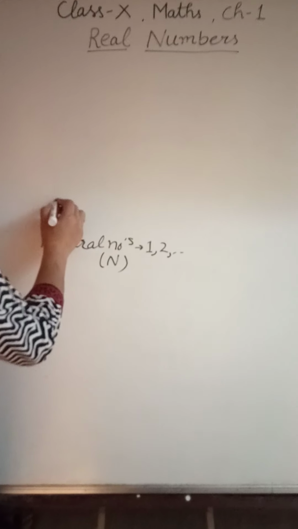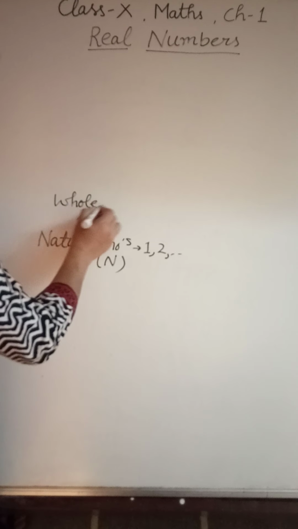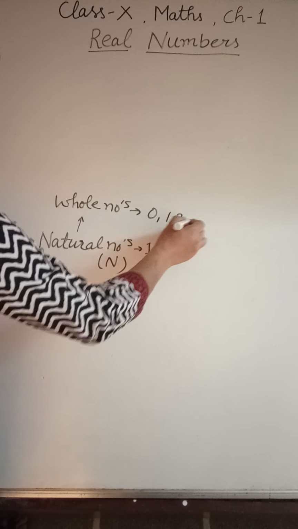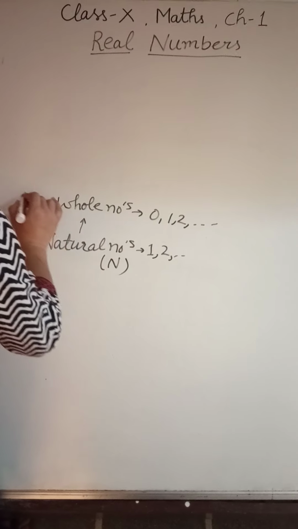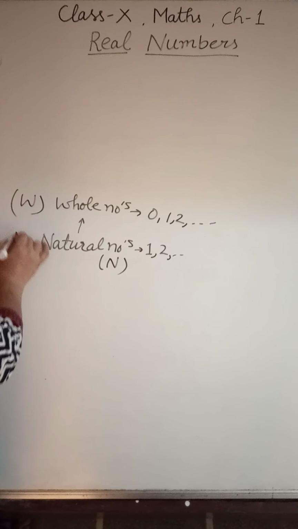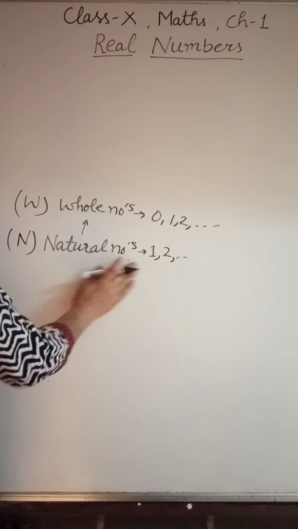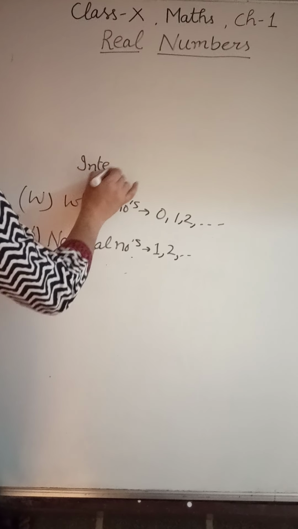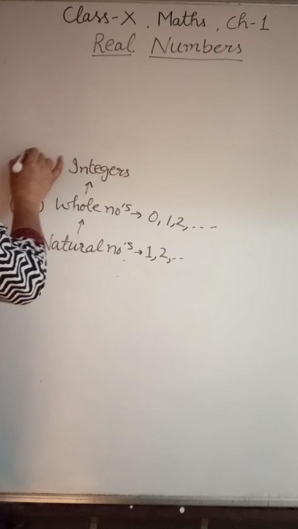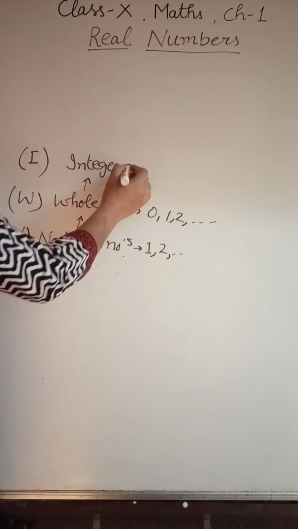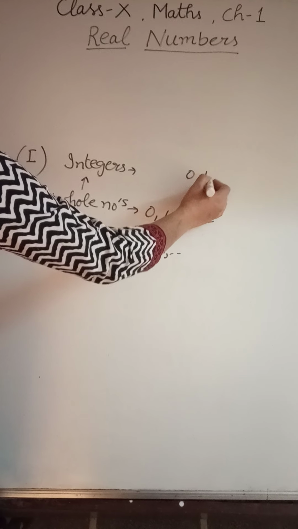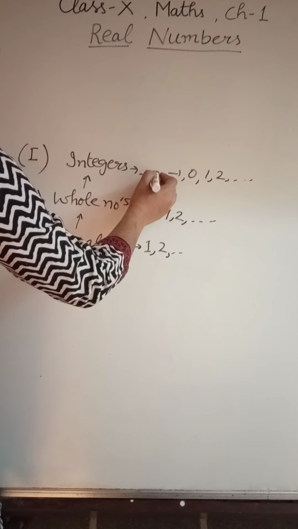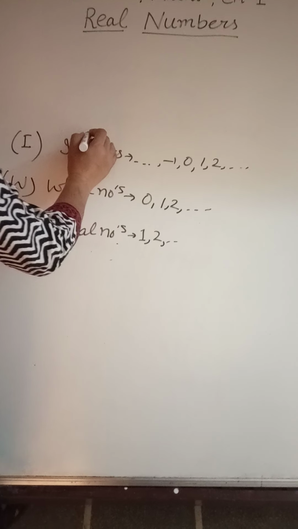If we add 0, it becomes whole numbers, represented by W. If we add negative numbers, negative natural numbers, then we get integers. Zero, with positive on the right side and negative on the left side. So these are the integers.